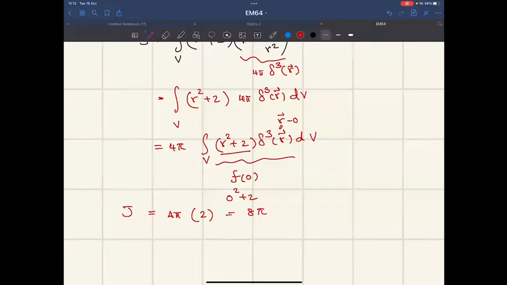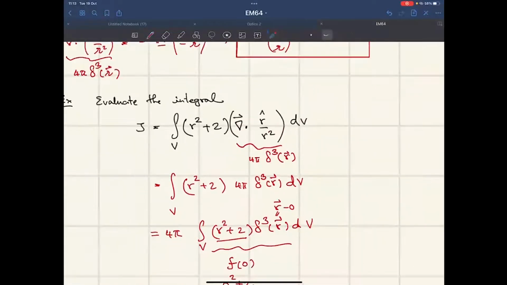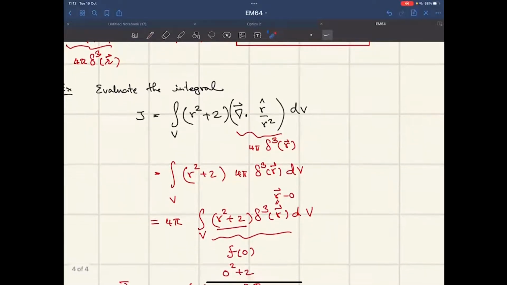Or if you want, you can try to do all the integration the normal way. The other way you can do it is to convert this into a surface integral. You can try that, but using the Dirac delta function is a lot easier. We don't have to do it the normal way.